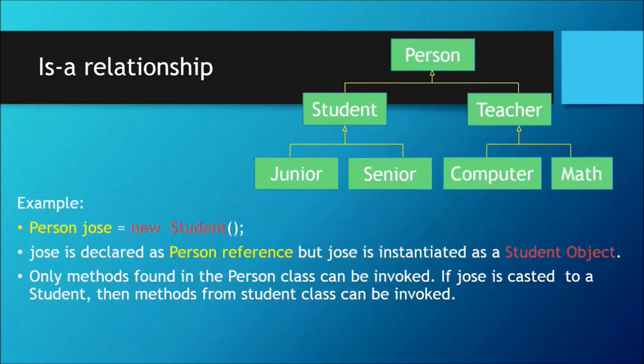Let's take an example here. Person jose equals new Student. Now, if you take a look at the statement, jose is declared as a person reference, but jose is instantiated as a student object. So only the methods found in the person class can be invoked. If jose is cast to a student, then the methods from the student class can be invoked as well.